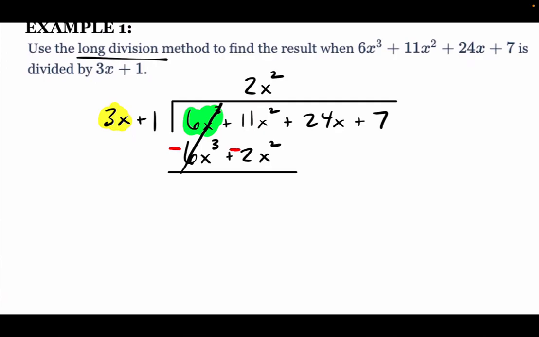11x squared minus, or plus a negative 2, right? It's the same thing, subtraction. 11x squared minus 2x squared, 9x squared, right? The x squareds don't change. They stay the same. 9x squared. Bring everything else down that you haven't used. Positive 24x, positive 7.